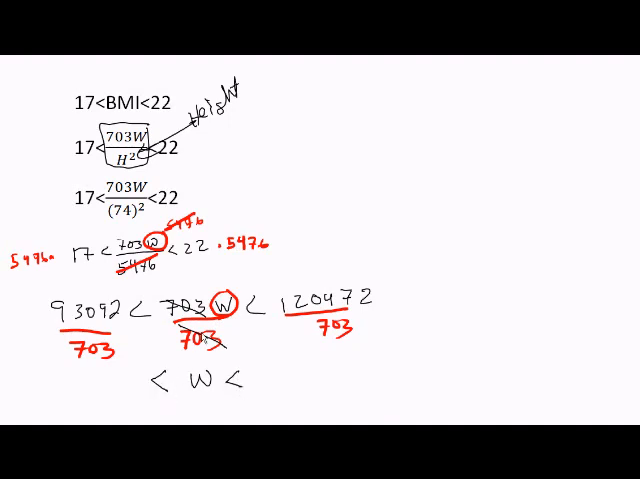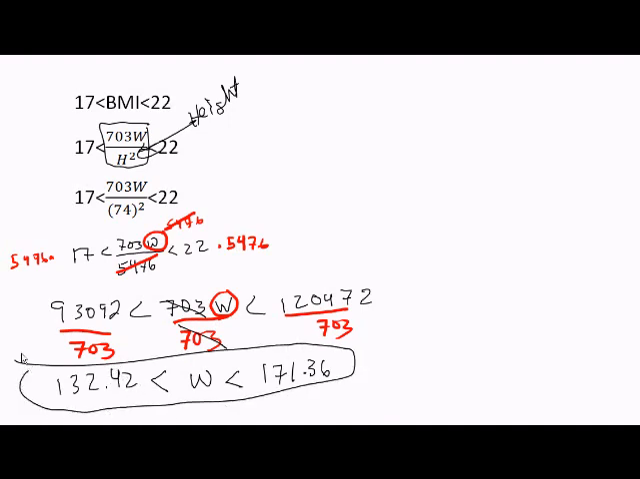On the right-hand side, 120472 divided by 703, I get 171.36. On the left-hand side, 93092 divided by 703, I get 132.42. So this is my answer.